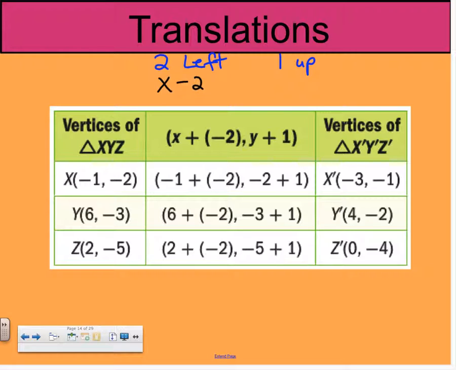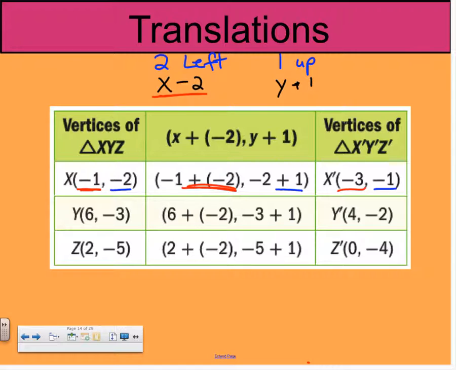And if they're telling me to move it up 1, we said vertical, or up and down, is the y-axis, or the y coordinate. And if I'm moving up, I'm adding. So if I'm going up 1, that means I'm adding 1 to the y coordinate. And then notice what they did here. On the x coordinate, they took every x and they added or subtracted 2, and then they got their new coordinate. So -1 minus 2 was -3. And then they took the y coordinate, and they had a y coordinate of -2. They added 1, and they ended up with -1.